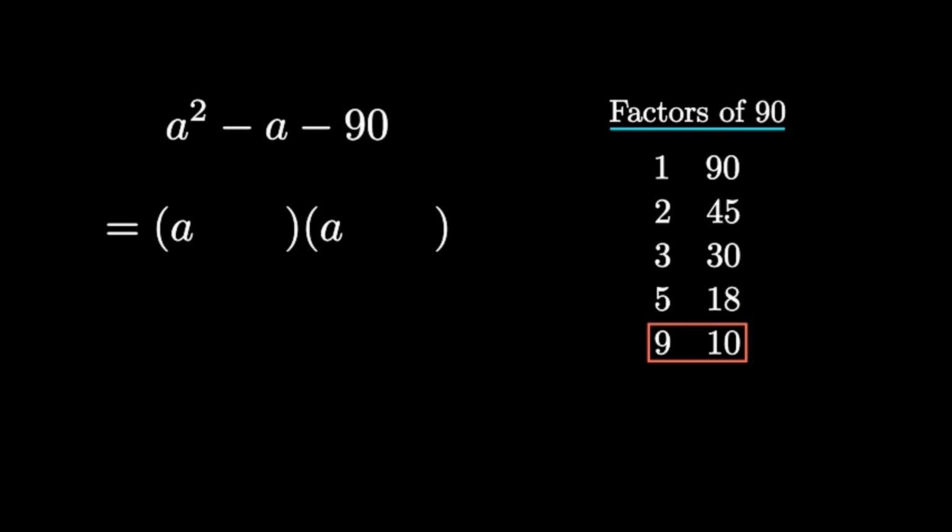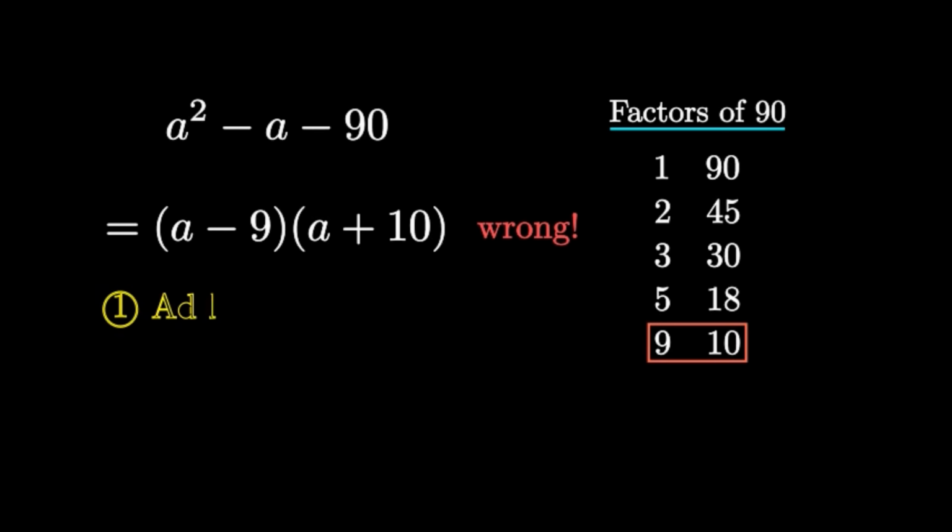And I want to make a mistake on purpose so you can see. It's okay to make mistakes, right? I tell my students, if you make a mistake, just make sure you change the sign. So what we're going to do is put -9 and +10. Now, this is wrong because it fails both tests. Well, it fails one of the tests.